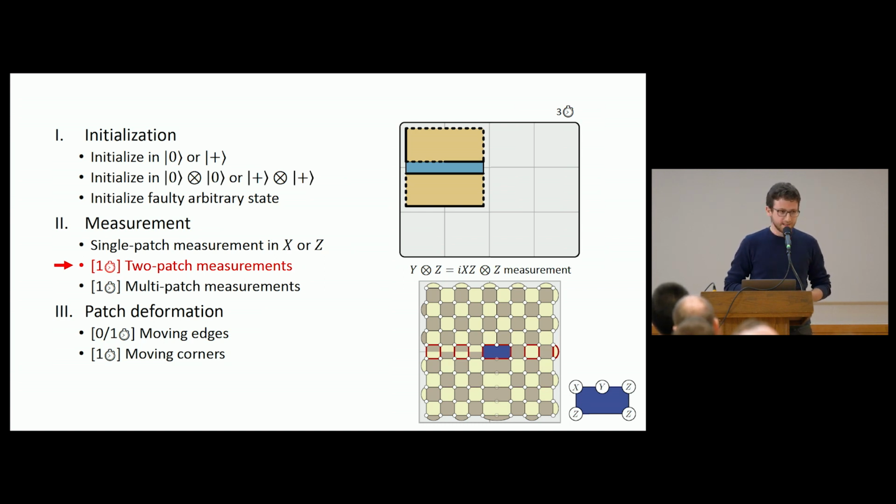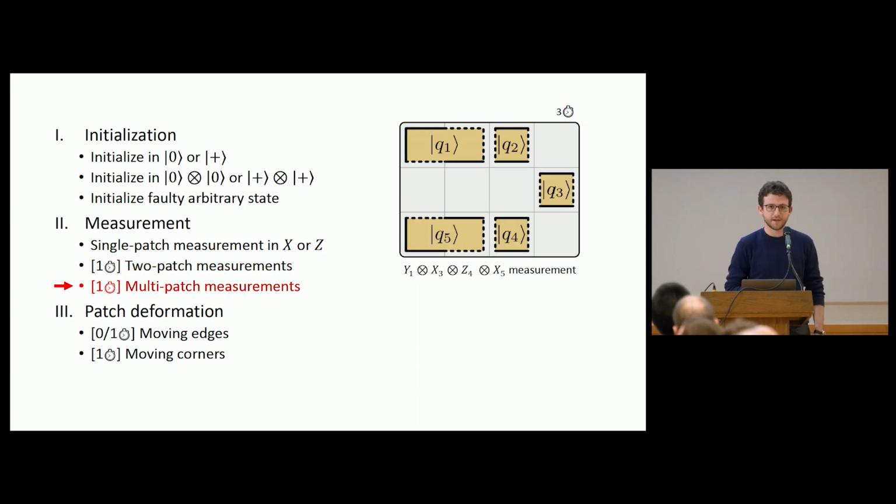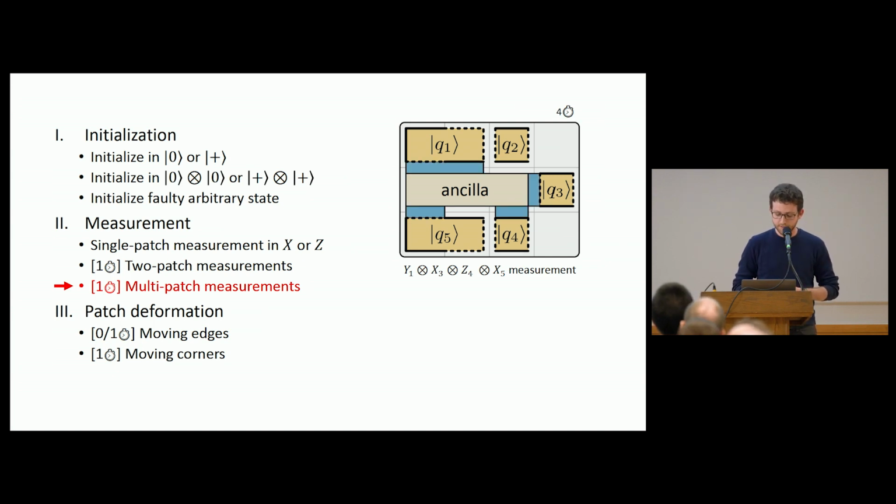What's even more interesting is that you can measure products of more than just 2 Pauli operators. In fact, any number of Pauli operators using a multi-patch measurement. The way it works is the following. You can initialize an ancilla patch that only survives for 1 time step. But during this time step, you can measure the product of any number of Pauli operators next to the patch. So for instance, we could use this one here to measure Y1 times X3 times Z4 times X5 of 4 qubits.